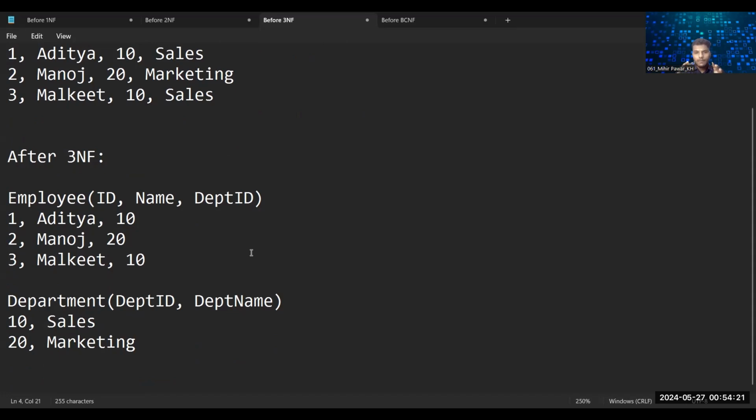So in this way, each piece of information is stored only once. Now, department name is directly linked to department ID in the department table, eliminating any transitive dependency. So this ensures that data is more organized and efficient, and changes in the department name do not require multiple updates. So this was about third normal form.